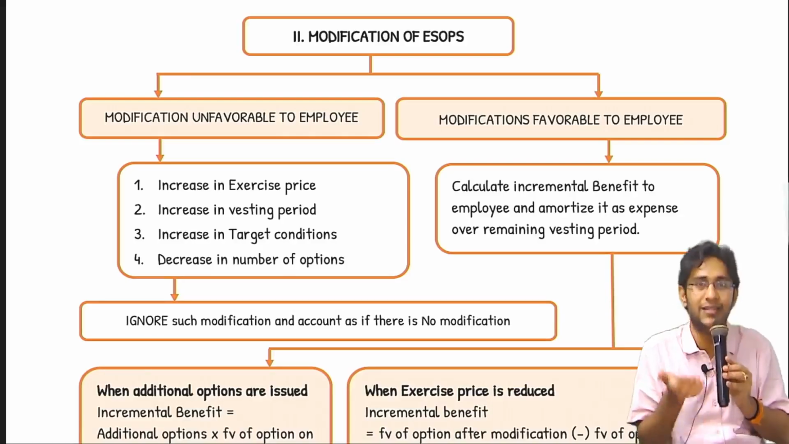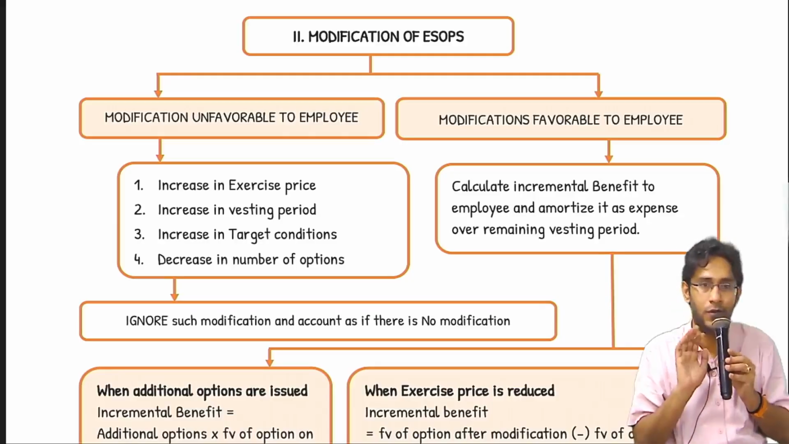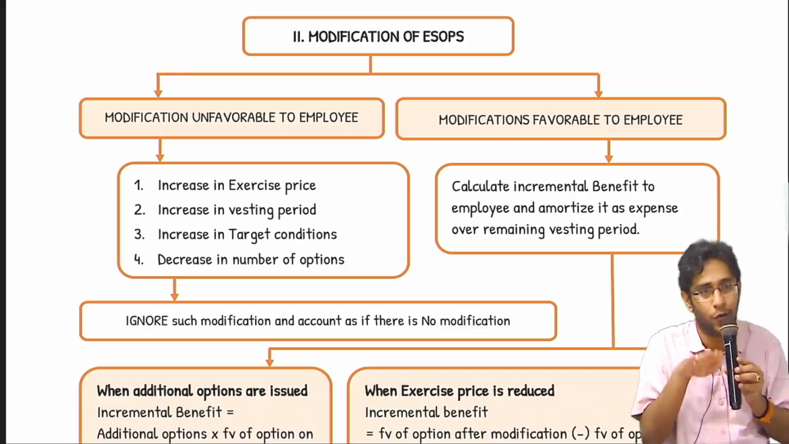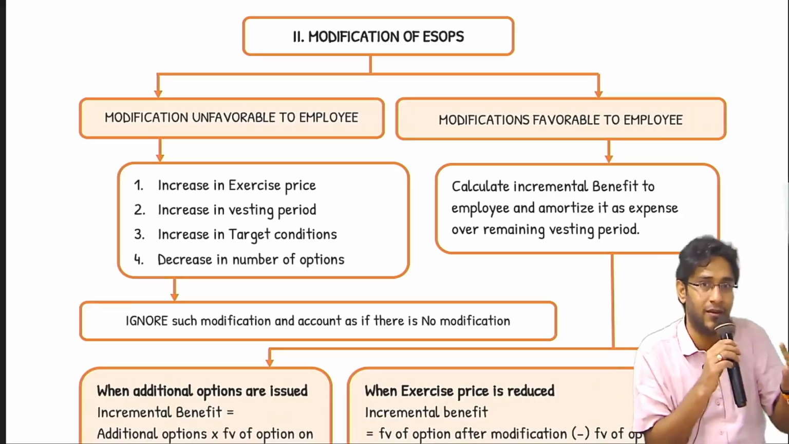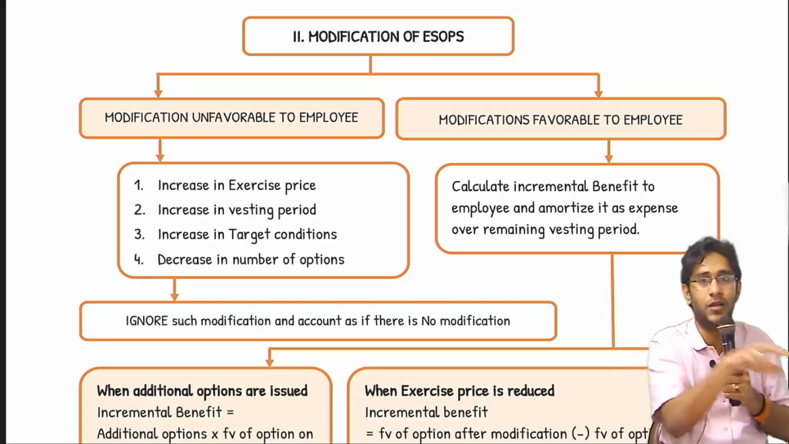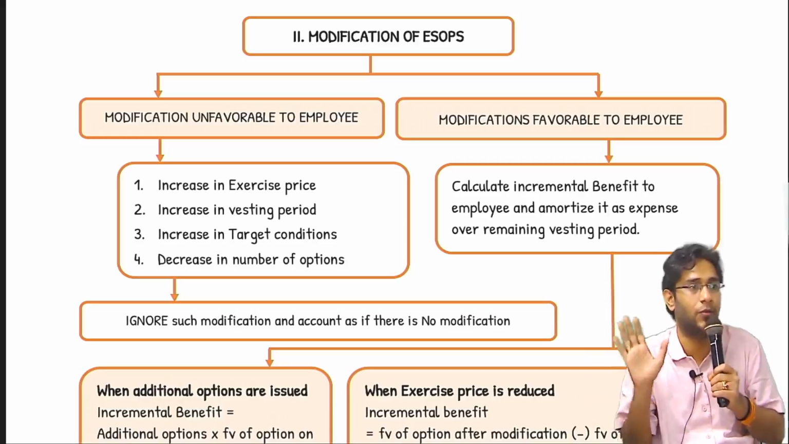The moment I increase the exercise price, the value of the option will fall. When the value of the option falls, the expense in the P&L account also reduces. For example, the fair value of the option given to this boy is higher, so higher expenditure will come over a period of 3 years. Compared to this first option, the second option's value is lower. Therefore, lower expenditure will come in the P&L account.